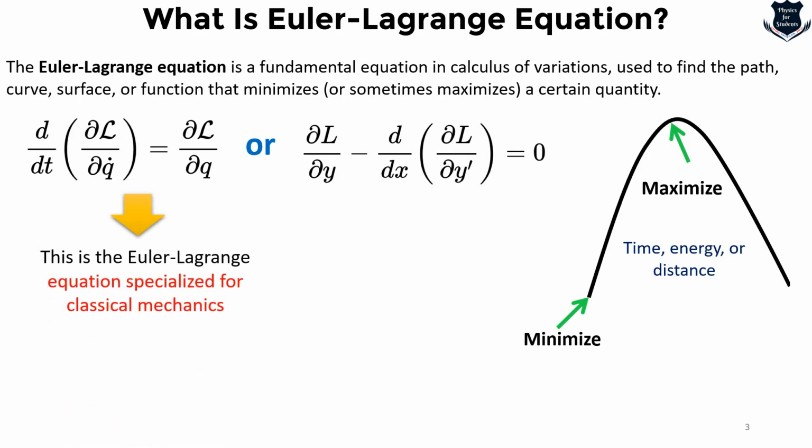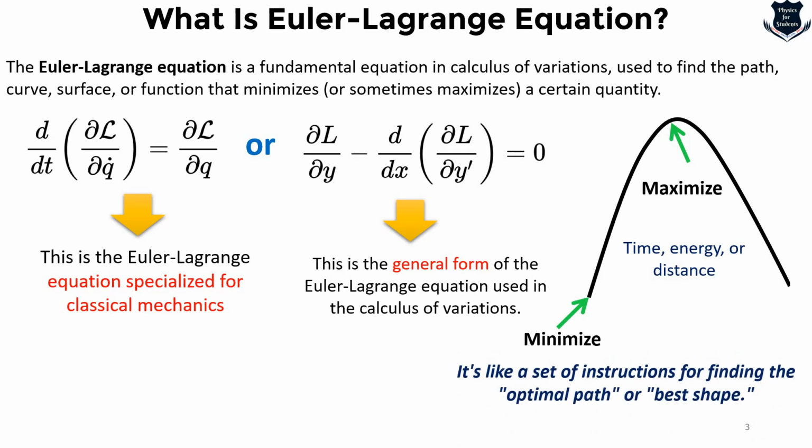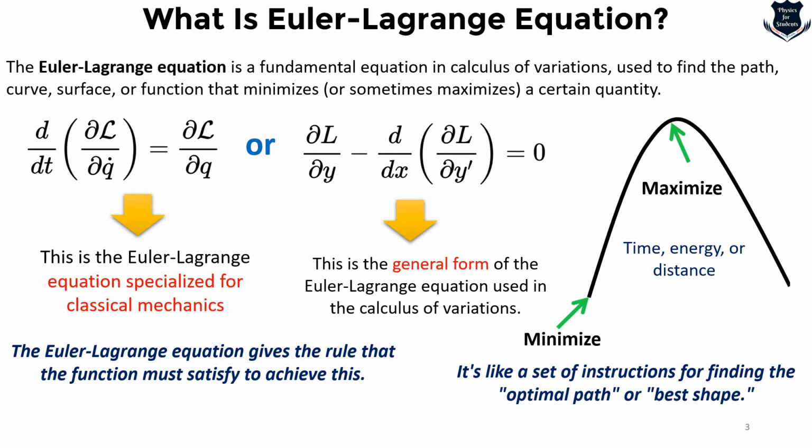So this is an Euler-Lagrange equation which is specialized to classical mechanics, and this is the general form of the Euler-Lagrange equation which is used in the calculus of variations. Here is a quick summary: you can think of this equation, which seems a little bit complicated, as a set of instructions for finding the optimal or the best shape of the curve. So we can also say that the Euler-Lagrange equation is a kind of a rule. It gives the rule that the function must satisfy in order to achieve this.